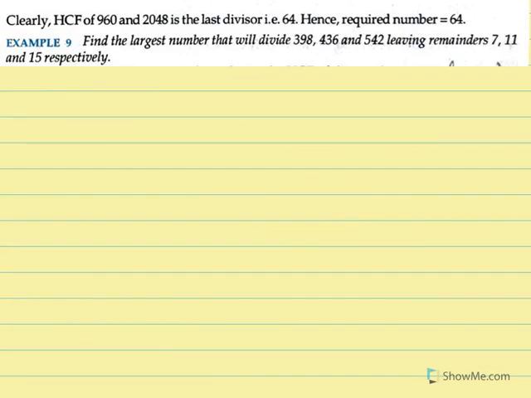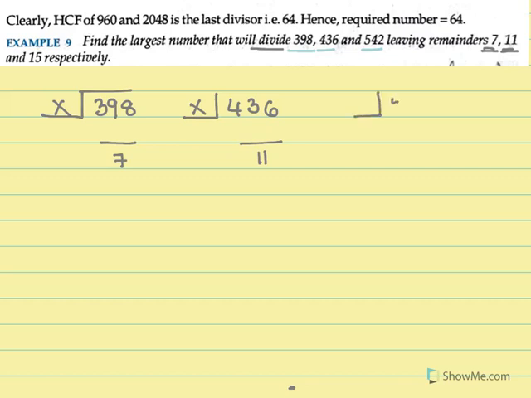Find the largest number that will divide 398, 436 and 542, leaving remainder 7, 11 and 15 respectively. So is it HCF or LCM? So we know that 398 will divide, so it is divided by x. In the first case it gives remainder 7. Then we have 436. Here also it is divided by x, and the remainder is 11. And again we have 542 divided by x, and the remainder is 15.